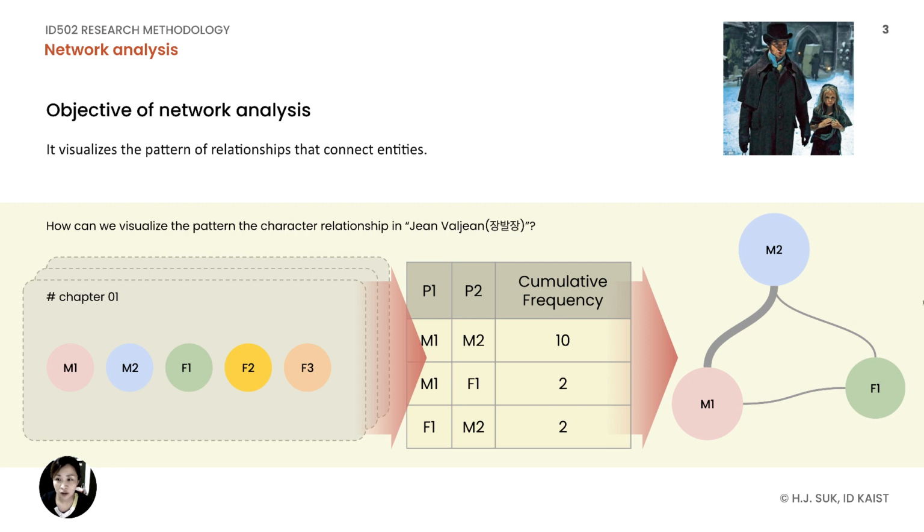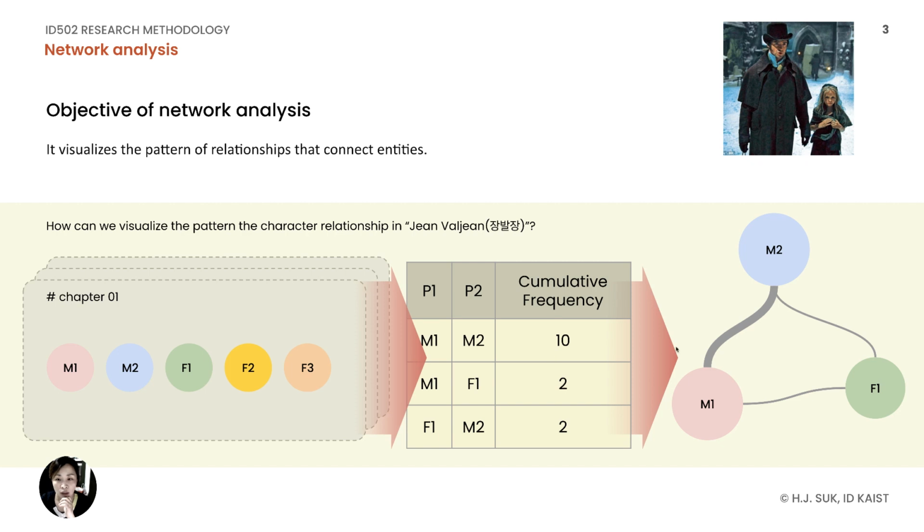So the characters are visualized as these dots, and based on our observation of who appears together, we can count the relationship between M1 and M2 and F1 like that. So in chapter 1, we can count 10 different kinds of relationship, and across the chapters, maybe we can accumulate the frequency between M1 and M2 as number 10 in the end.